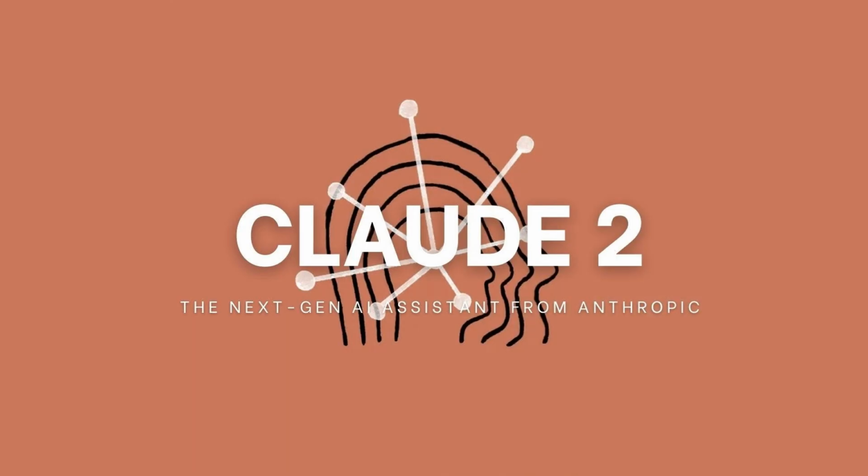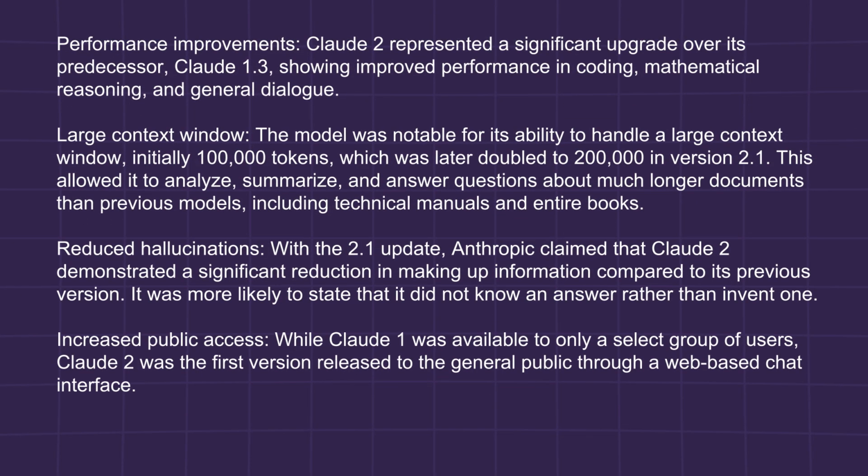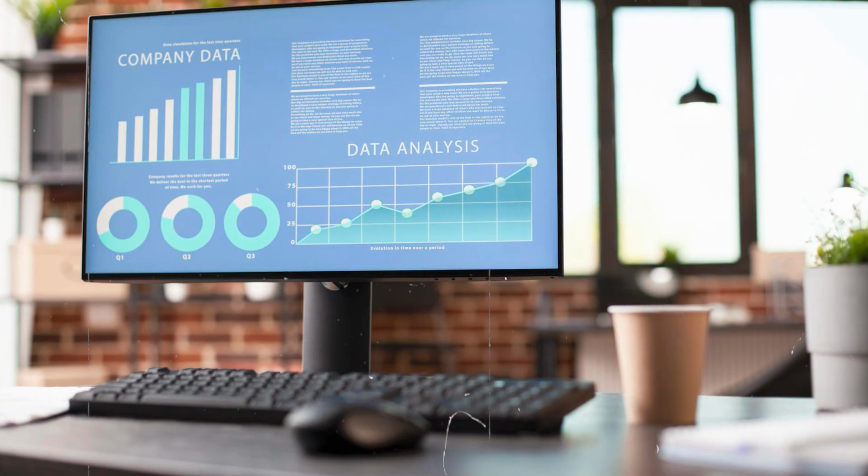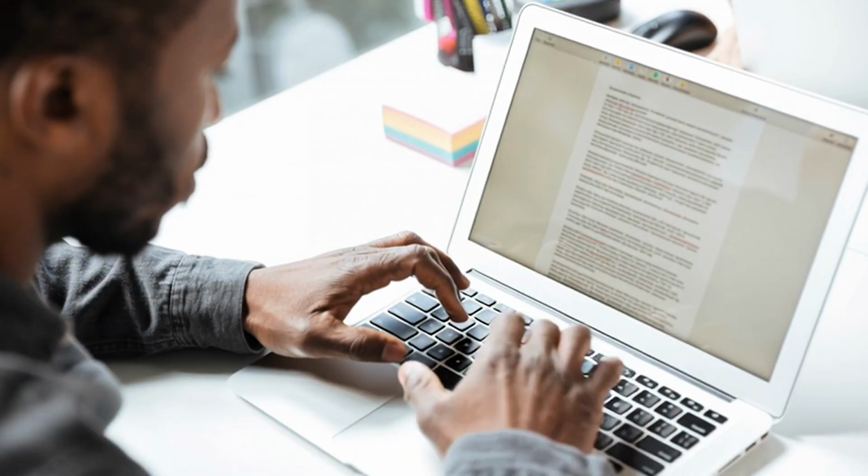Claude 2 and 2.1. This is when things got serious. Context windows stretched from around 75,000 tokens up to 200,000, enough to process an entire book or business report. Great for research or reviewing large documents. Not the best for coding yet, but solid for writing and summarizing.